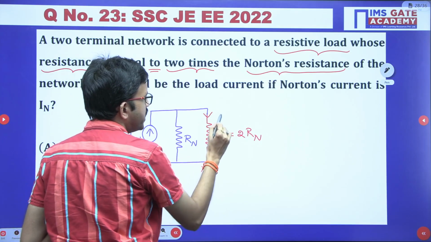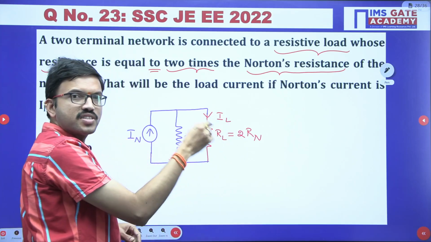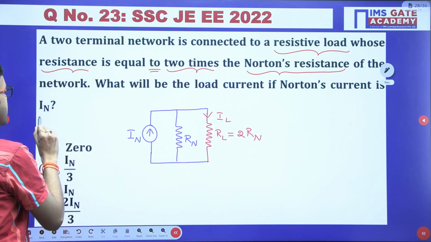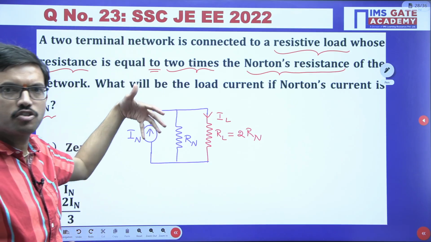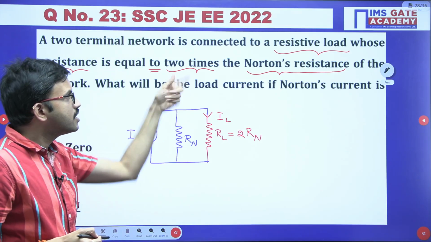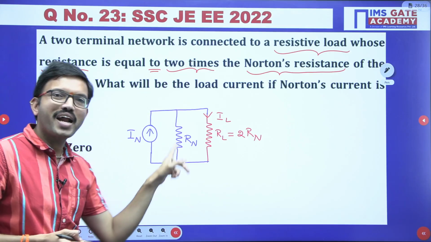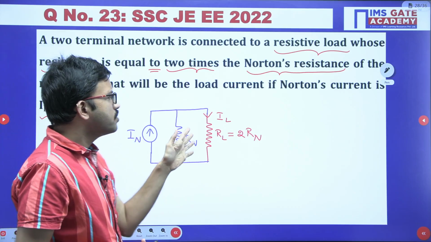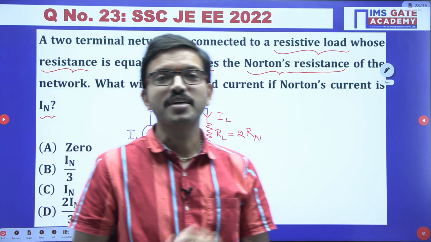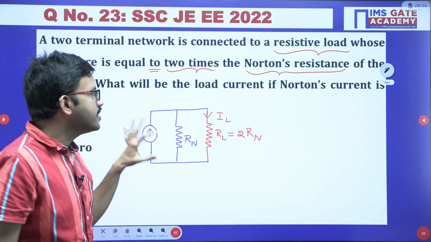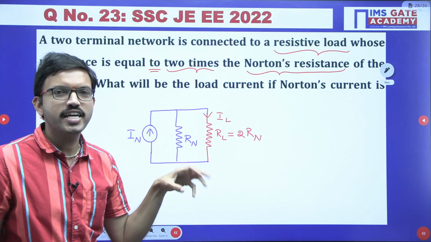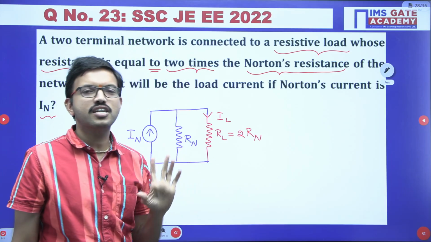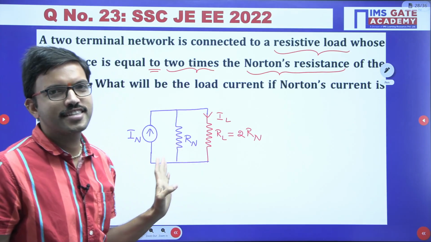The load current IL we have to calculate. This is the load, right? In this resistor, how much current is flowing? That is the question. What will be the load current if the Norton's current is IN? When you read the complete question, you get the hint. So that two-terminal network we have to replace as a practical current source, that is a current source in parallel with a resistor. The moment you get the circuit like this, it is a dead easy question. The only twist is that they haven't given the circuit diagram, but after reading the question you have to draw the equivalent. Once you are able to draw the circuit, the question is easy to solve.